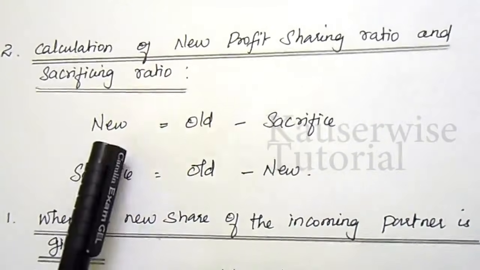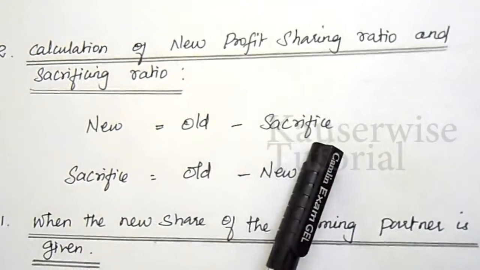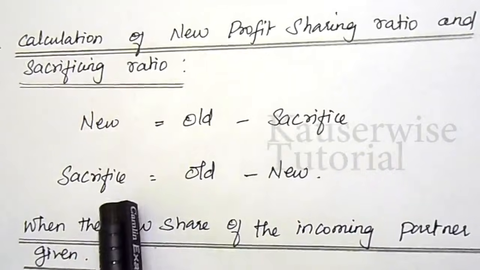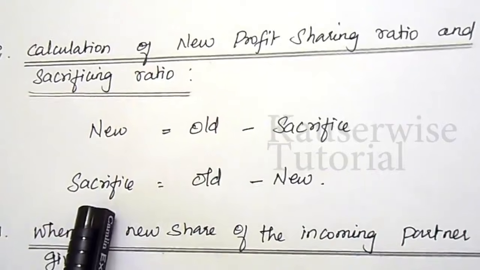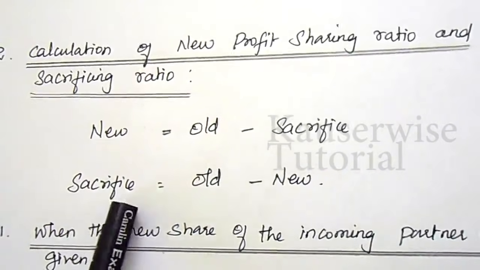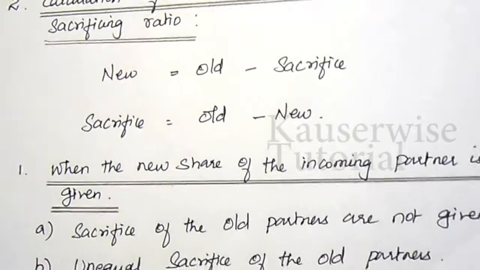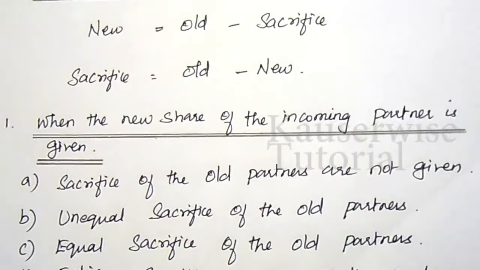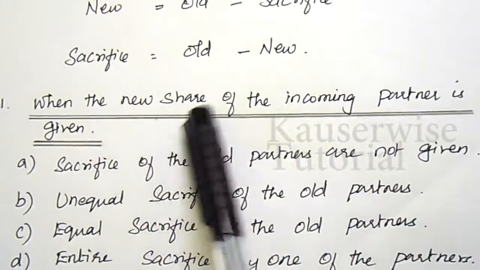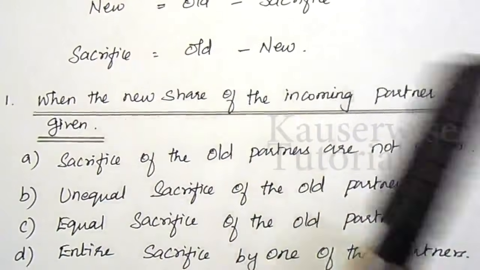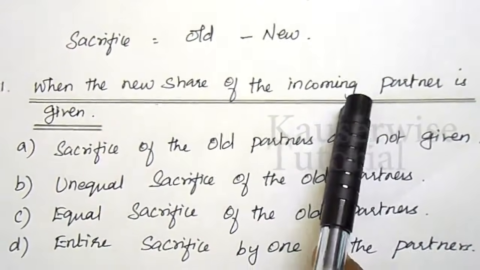The first one is the new ratio. The formula for the new ratio is old ratio minus sacrificing ratio, and we can find the sacrificing ratio in this way also: old ratio minus new ratio is equal to sacrificing ratio. When we calculate the sacrificing ratio, we have to follow certain conditions. These are the different scenarios. The first scenario is when the new share of an incoming partner is given. In your problem, they will give the new partner's share.